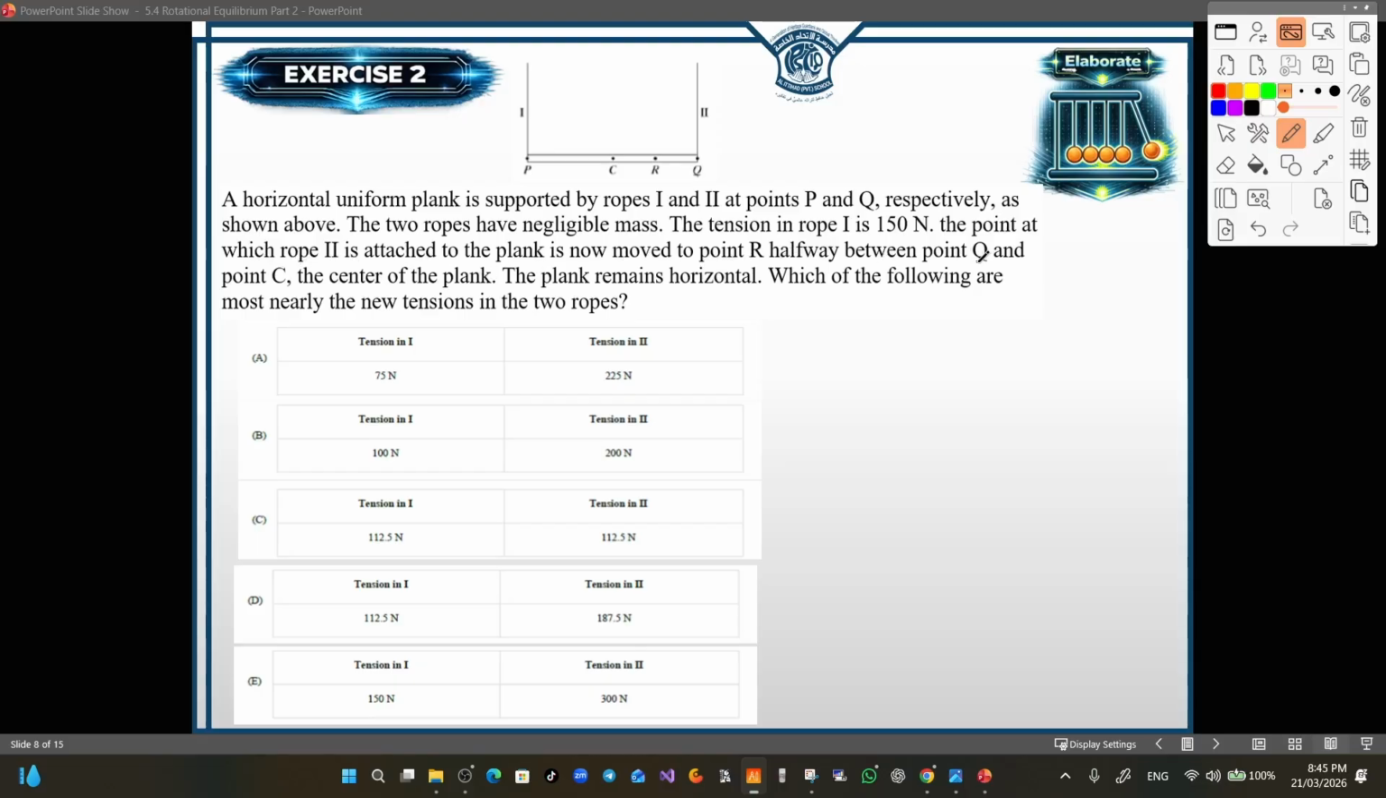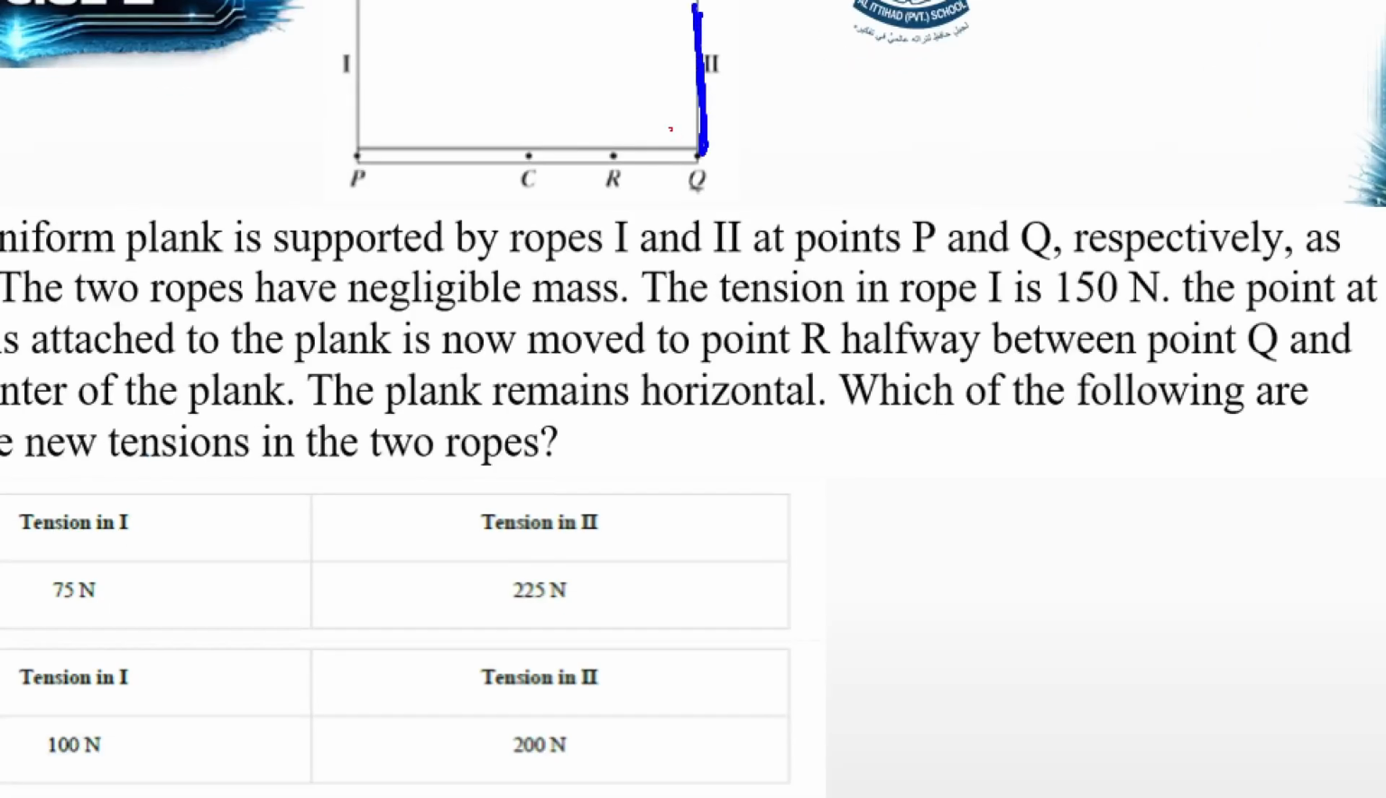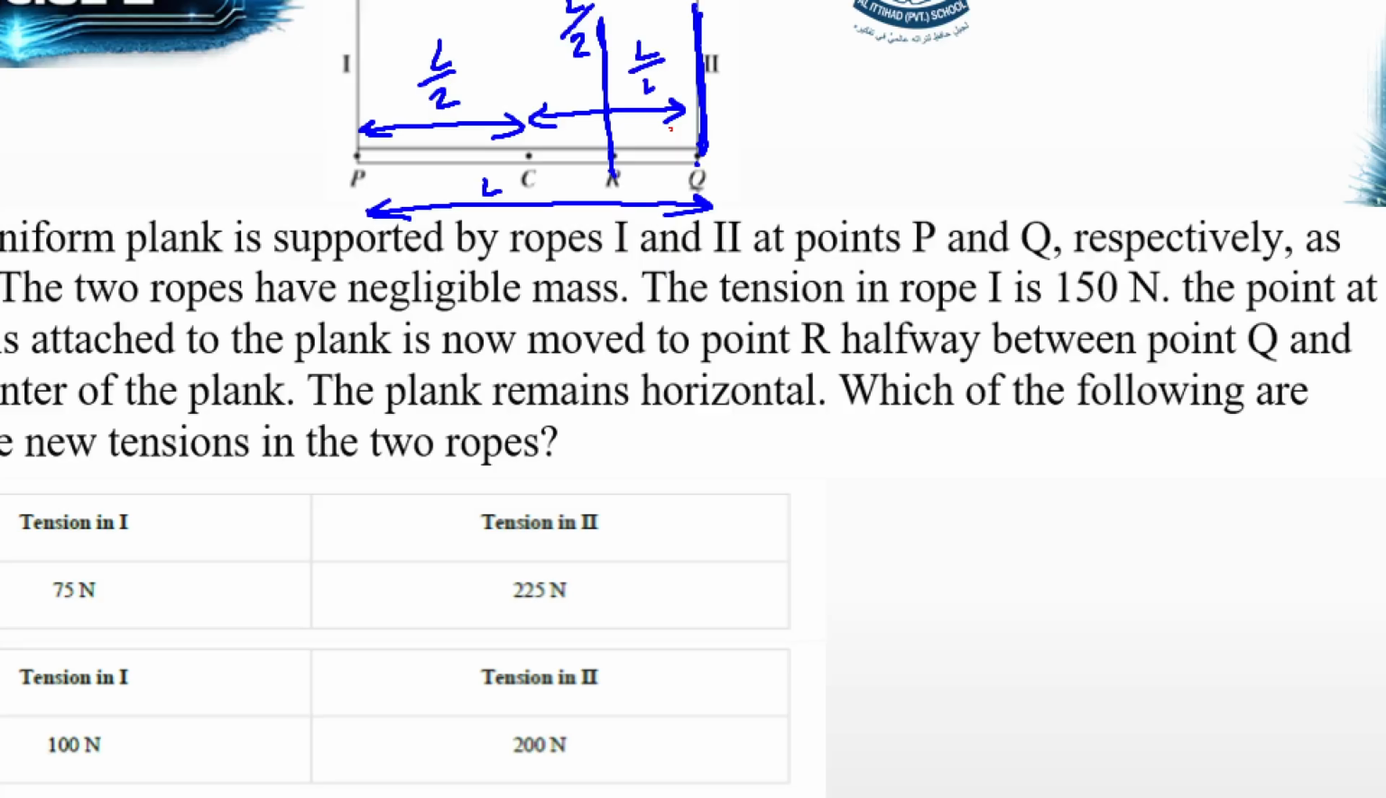Now, the point at which rope 2 is attached to the plank is moved to point R, halfway between Q and C. So we have shifted this rope to this point, exactly midway between C and Q. If we consider the length to be L, then the distance from C to Q is L over 2. So the distance from R to Q is half of this distance, which makes it L over 4.